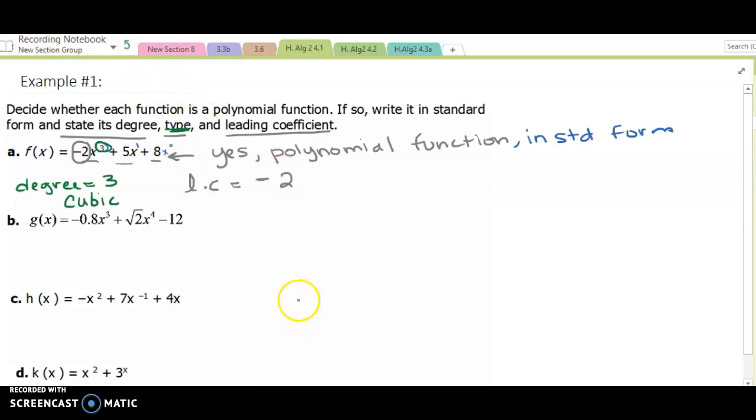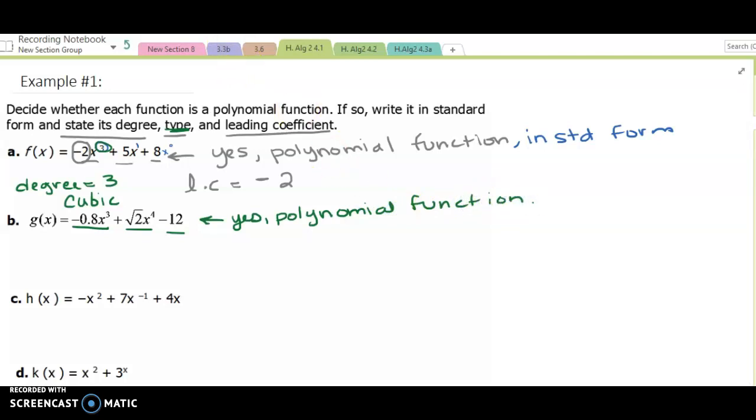All right, so if we look at B, first we want to decide, is it a polynomial function, where this is a monomial, this is a monomial, and this is a monomial. So yes, this is a polynomial function. Okay, then we want to write it in standard form, or we want to write it in decreasing order. So notice this is our highest exponent, and it is not at the very beginning.